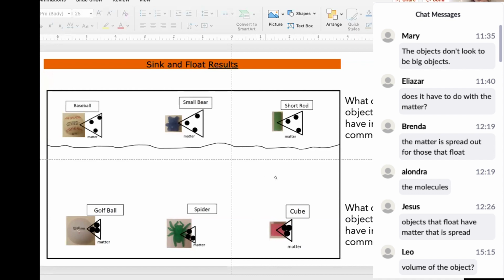Very good. Yes, the ones on the bottom are very close together. The matter is very close together, and the ones on the top are very spread apart. So if you had to make a prediction, if you had to guess, what would you say about objects that float? What would be true about their matter?